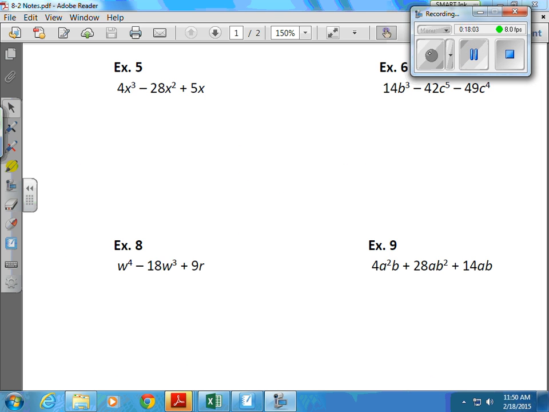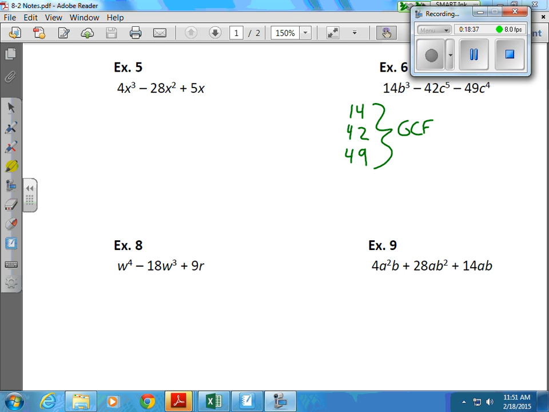High five. All right, on number 6. The first thing you need to focus on are your numbers, your coefficients. 14, 42, and 49. What is the greatest common factor of 14, 42, and 49? You've got to decide that first. What's the largest number that will go into all three of them evenly? 7. Okay?